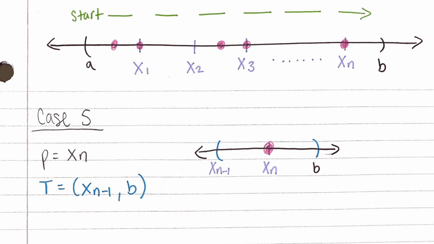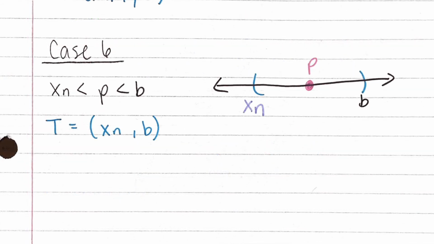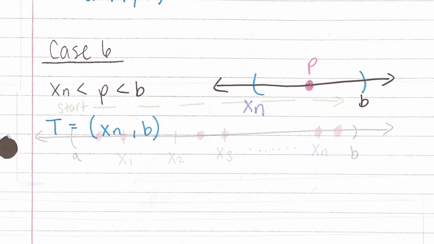We are finally where P equals X sub n. This is case 5, and for this, we'll just have our segment T have endpoints X sub n minus 1 and B. We finally made it to our last case, case 6. This is whenever P is between X sub n and B. Our segment T will have endpoints X sub n and B. And yep, that is all.